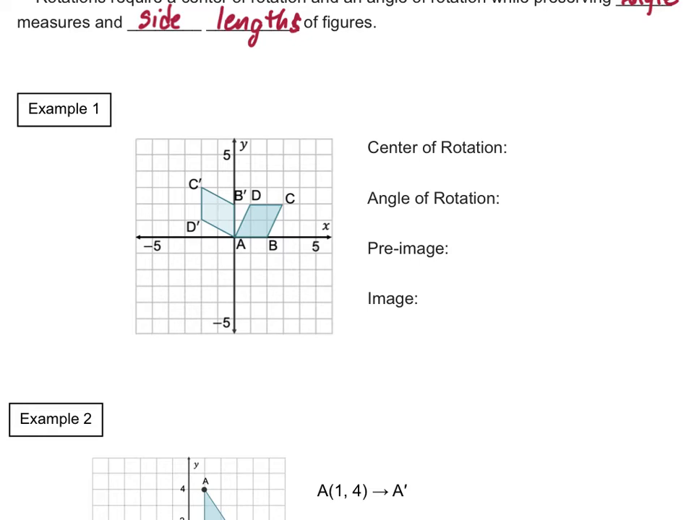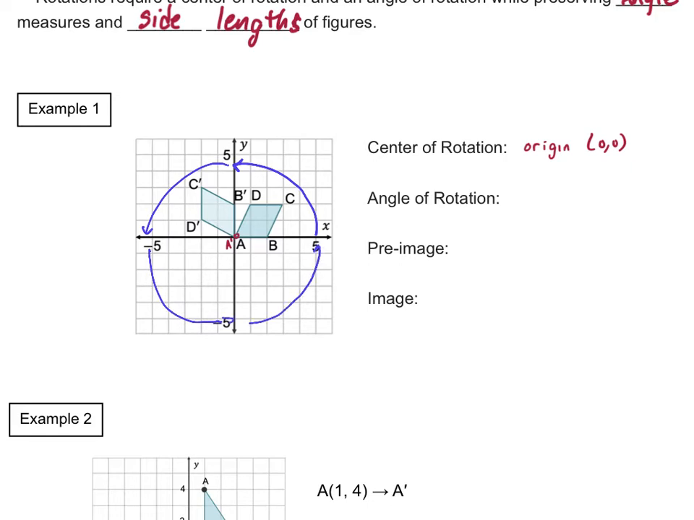Well, here, if we have an image and pre-image item on the same point, then that would be my center of rotation. So that would indicate here that my center of rotation is going to be the origin, which of course is (0, 0), and we can tell that because A and A prime are at the same location. The angle of rotation could be a little more challenging to identify, but as we go from each one of these quadrants, it is going to be 90 degrees.